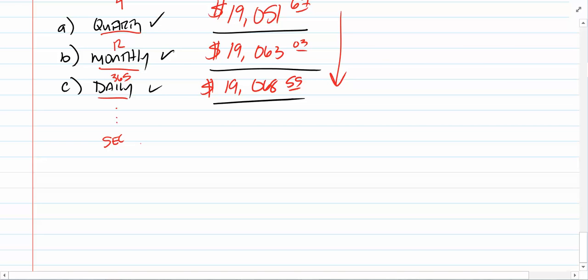Would I get more money? Yeah, but it would be less than the jump before. It'd be more than daily, but it wouldn't be that much. The difference wouldn't be the same as quarterly. The difference would be $1 or $2, smaller. Okay. What if I did it every half second? It'd be like cents. Would I get even more?